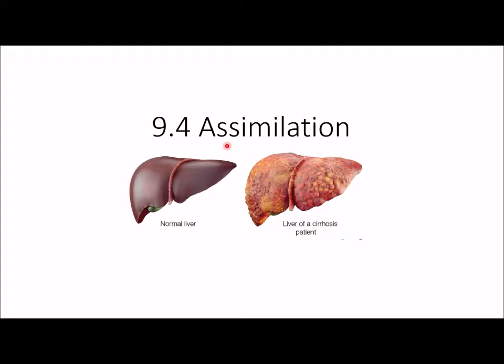The main organ involved in assimilation is the liver. Assimilation actually occurs in two places, which are the liver and the body cells. But the main organ is the liver. So what does the liver do?